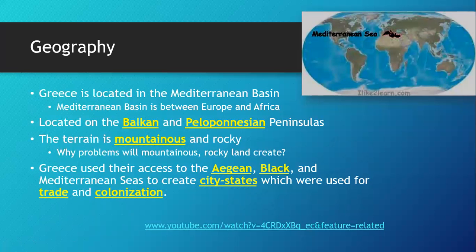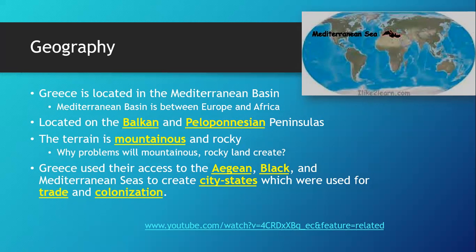Now, Greece is going to create city-states because of the mountainous terrain. It breaks up the country so much that it's basically cut up into sections, and each section is going to be run by its own city. So, there's small states with one city that controls that area.